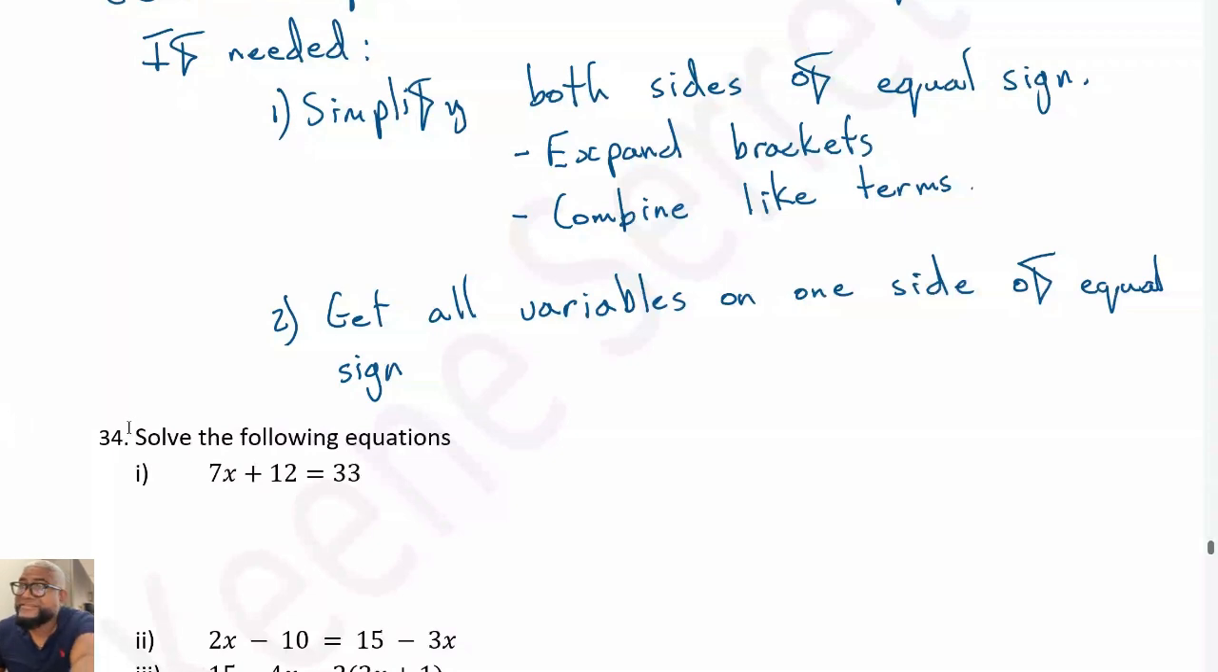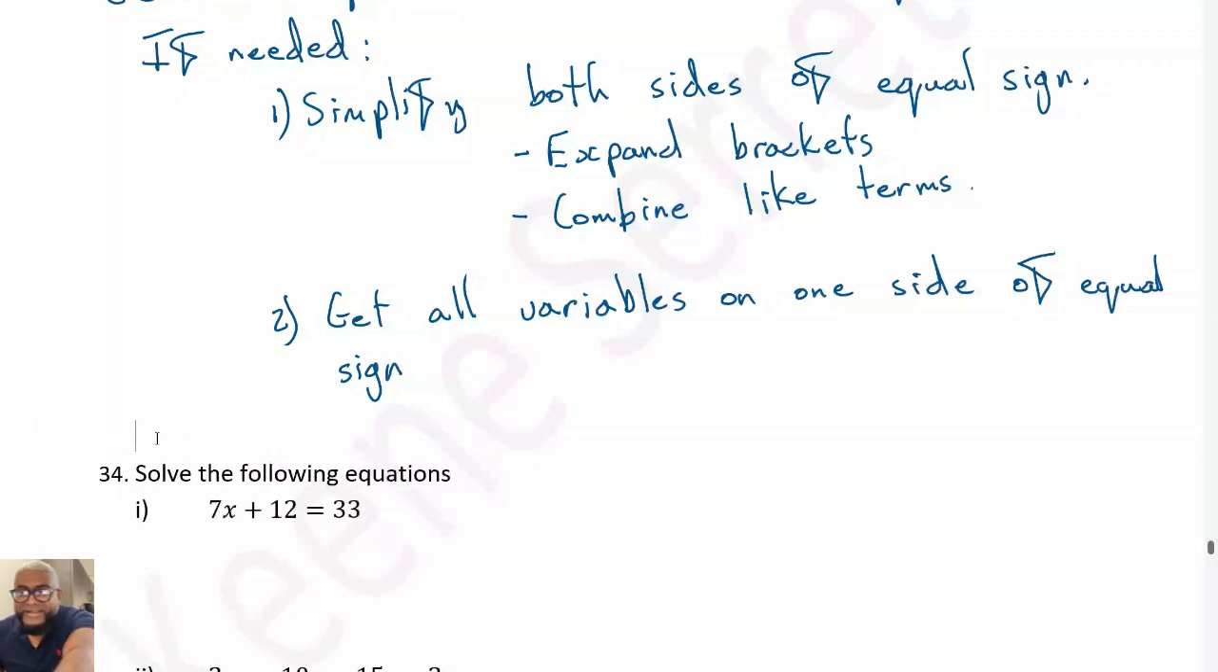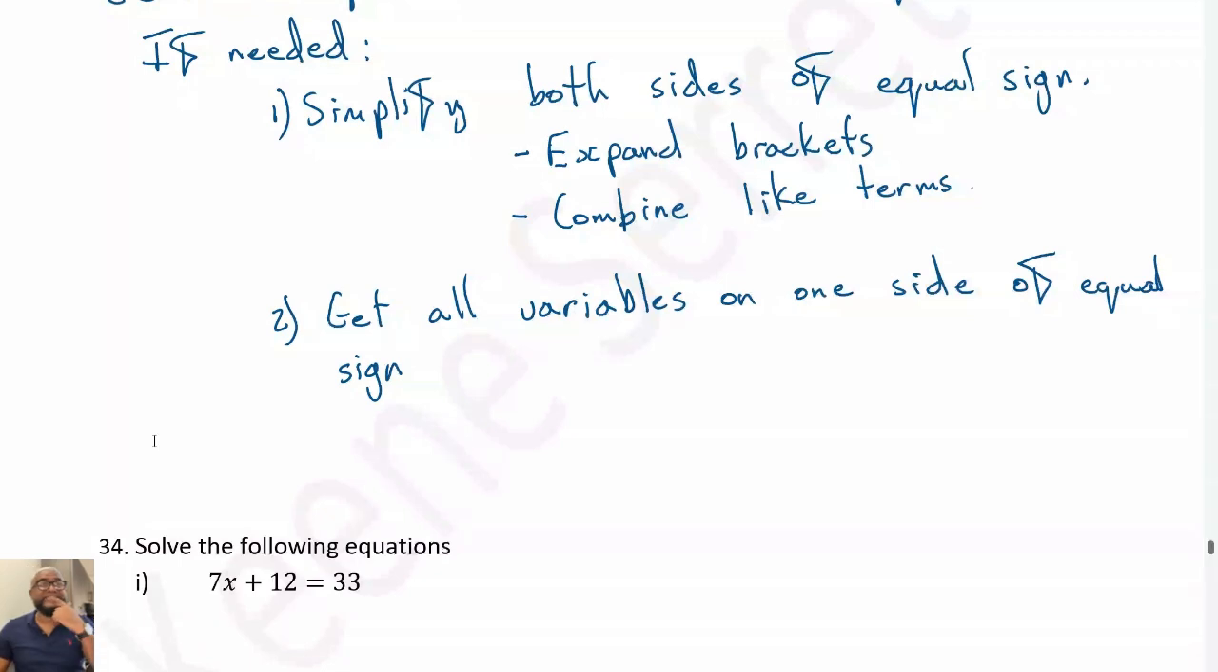Moving real fast. I saw students do that nowadays. What's that word? Expand what? Brackets? Yeah, brackets.